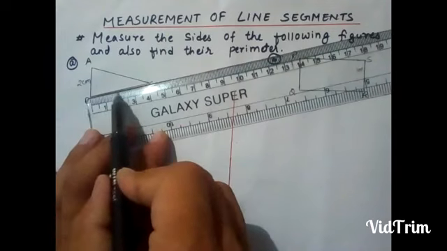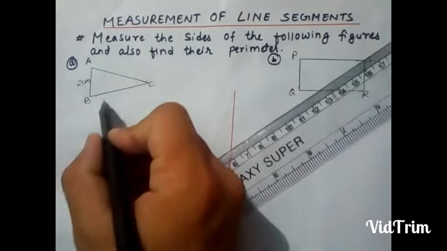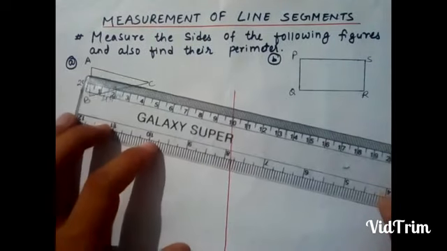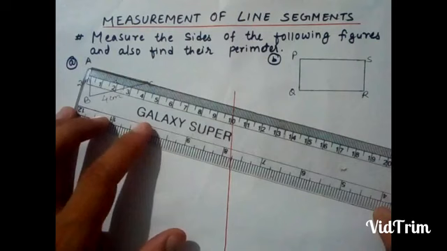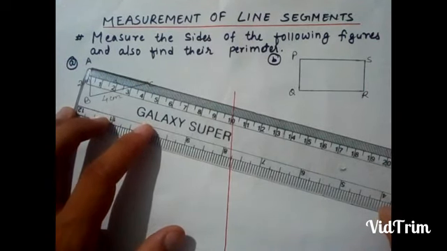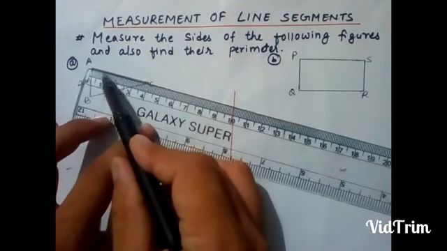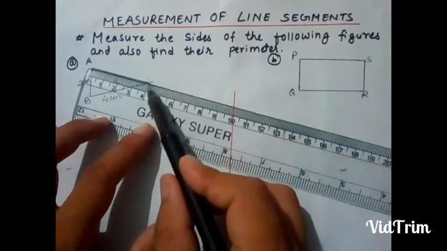0, 1, 2, 3, 4. So students, the length of BC is 4 centimeter. Now let's measure AC. To measure AC, I need to keep 0 at A. So students, you can see I have kept 0 at A and C is lying exactly at 4.